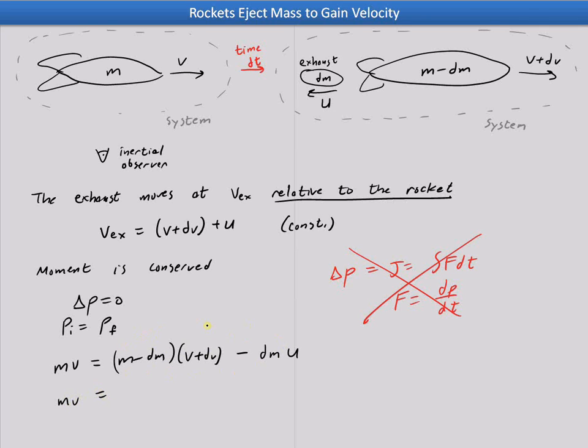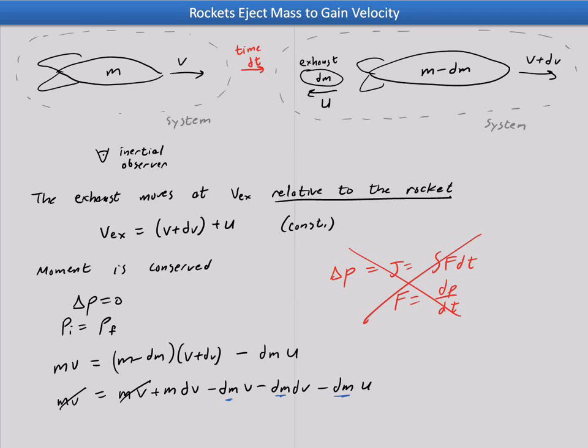So let's multiply out this right-hand side. We'd have m times v plus m times dv minus dm times v minus dm dv minus dm times u from our last term. So we can cancel out mv, and it might look like we have kind of a mess over here. So actually, what we can do is use this statement earlier that v exhaust is v plus dv plus u. Let's look at terms that have u's in them. So this one has a u in it, and it's got a dm. Here's a dv with a dm. Here's a v with dm. So actually, this is exactly what we need.